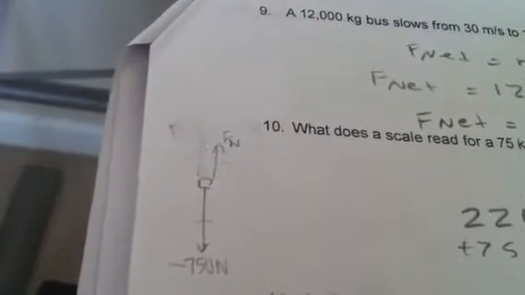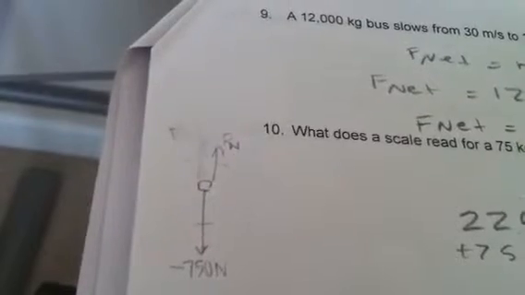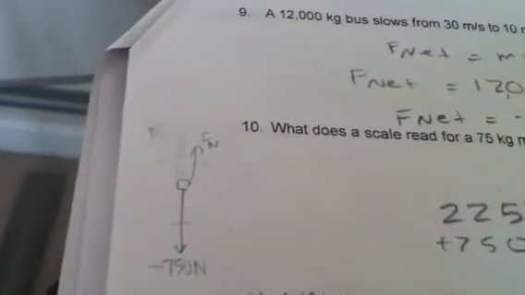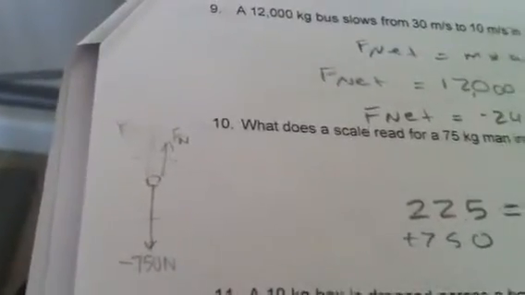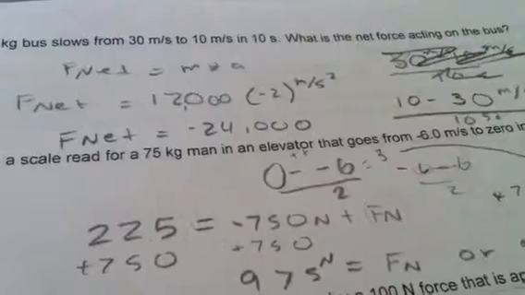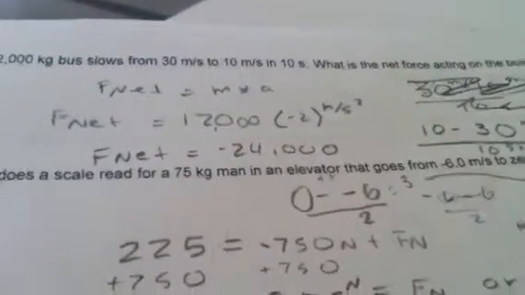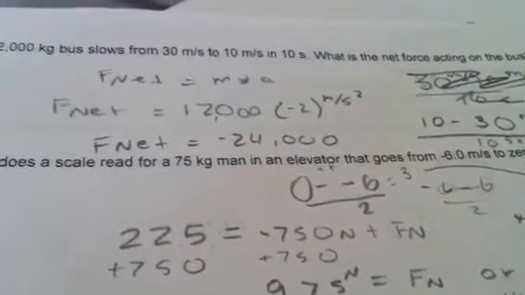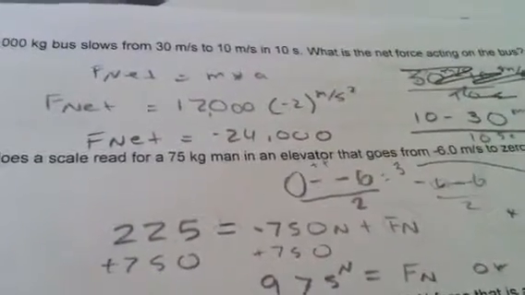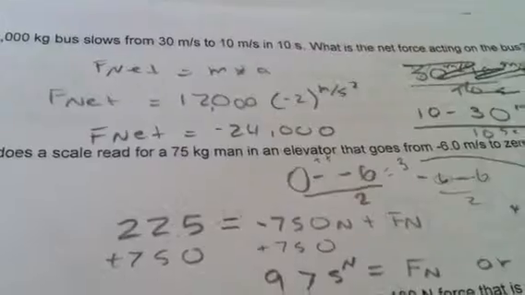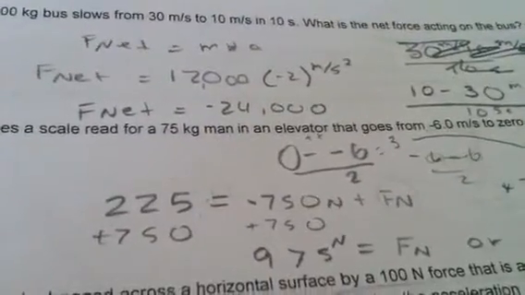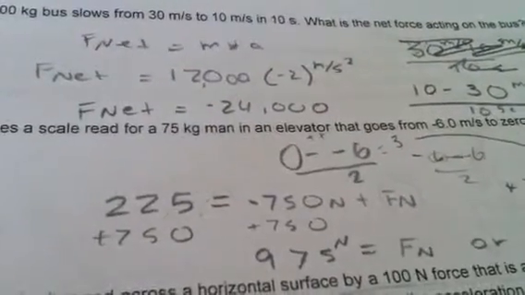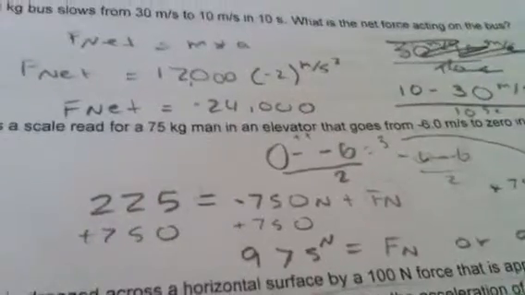So when we write an equation, it's going to be force normal plus force gravity equals 225. We can fill in our variables, so 225 newtons is equal to negative 750 newtons plus force normal. To solve for force normal, we add 750 newtons, and that will give us 975 newtons is equal to our force normal.